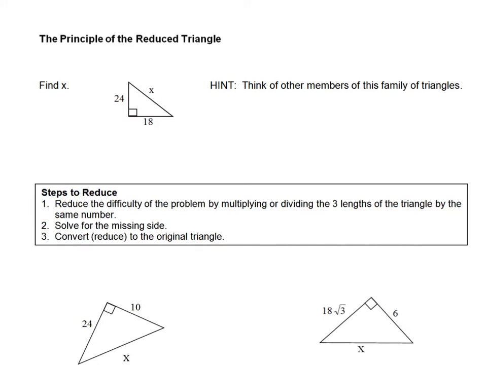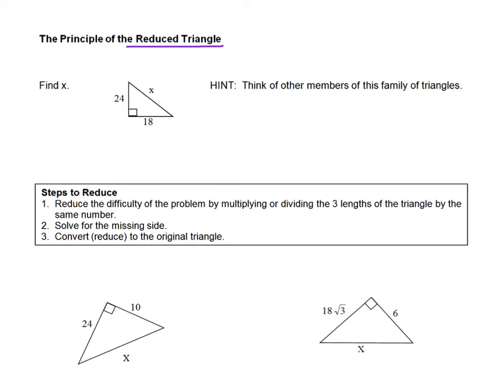All right, so knowing that Pythagorean triples exist, you can apply that to finding missing sides of right triangles. And this is called the principle of the reduced triangle. So, for example, this says to find x, we've got a right triangle, 24, 18, and x. And what we can try to do is reduce the triangle. So can 24 and 18 be divided by the same number? And think of the biggest number you can divide them by.